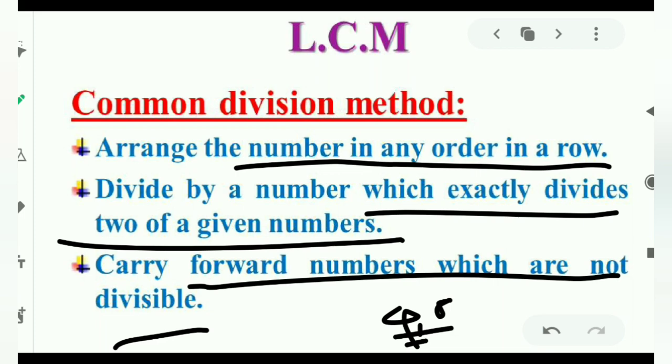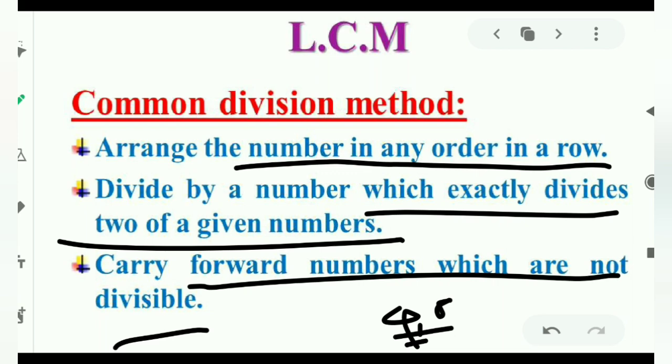And the last step: LCM is nothing but the product of all the factors taken in common, and we also have to include the last row. In the last row, whatever numbers remain undivided when we stop at some step, we have to check and include those numbers too.